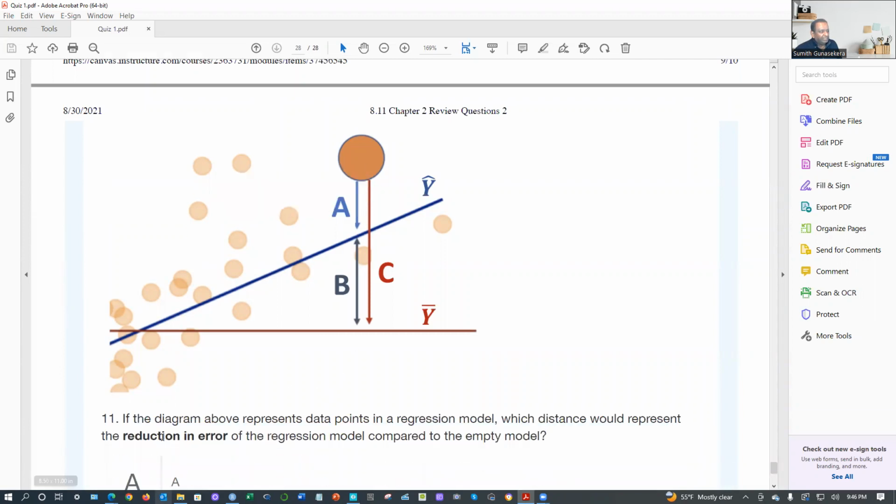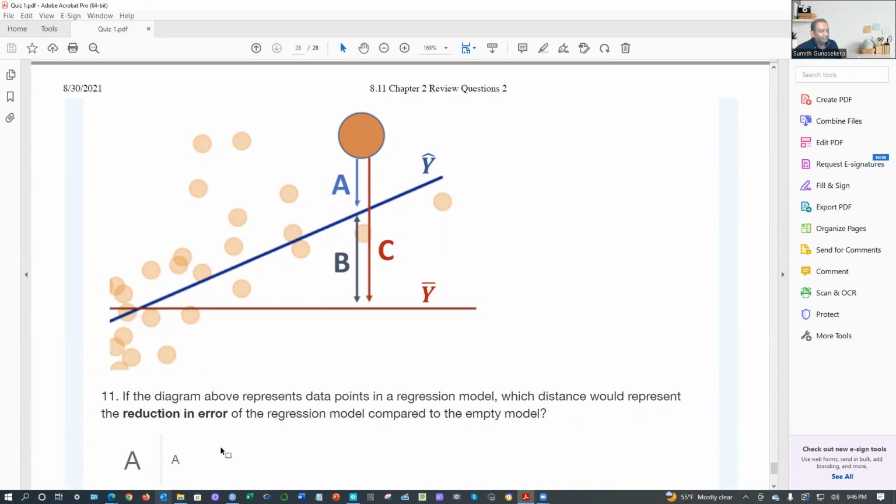Again, if the diagram represents the data points in a regression model, which distance would represent the reduction in error? Reduction in error. See? This is the empty model. The empty model has this much error. I'm talking about this gap. A huge gap from the point to y bar in the empty model. But that is being reduced by your model.